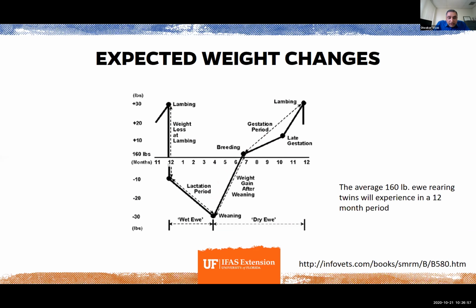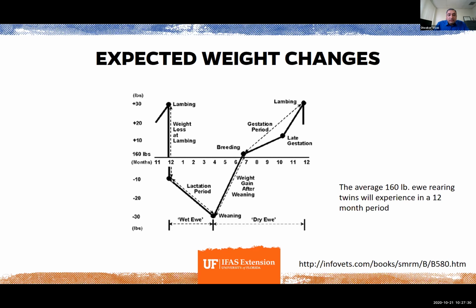This is the point where ewes are lambing. So this 11 means 1 month before lambing, 4 weeks before lambing. And this black solid line shows the body weight gain. As you can see, in the last 4 weeks, the body weight gain is around 10 pounds. This is just an average value. And then at lambing, body weight is lost by around 40 pounds.